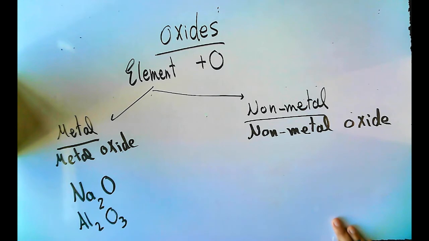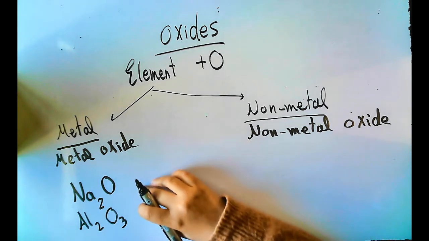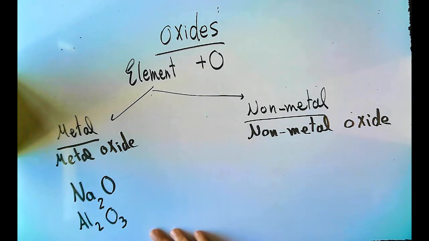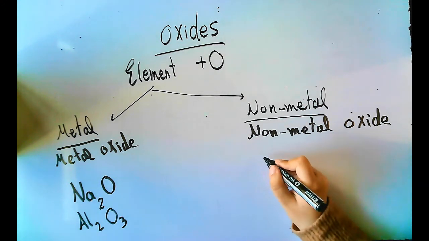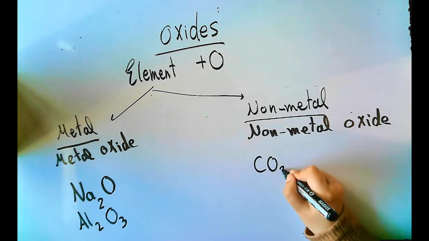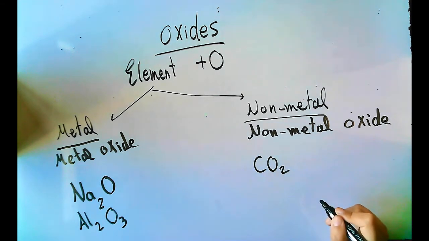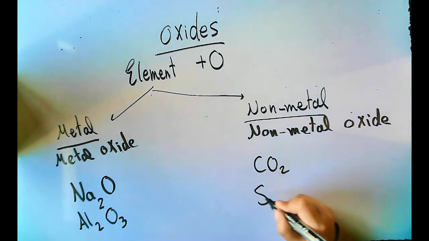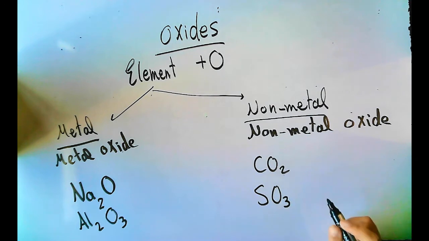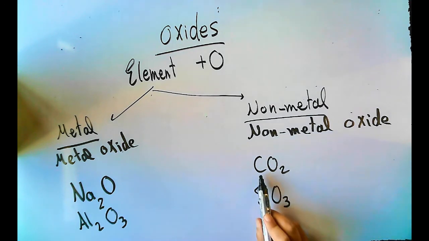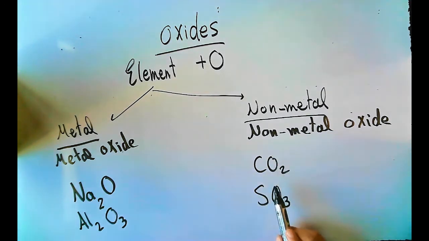Again, metal oxides are like sodium oxide and aluminium oxide. Non-metal oxides are like carbon dioxide, CO2, and sulfur trioxide. Carbon is a non-metal, so it is a non-metal oxide. Sulfur also is a non-metal, so it is a non-metal oxide. Carbon dioxide, sulfur trioxide.